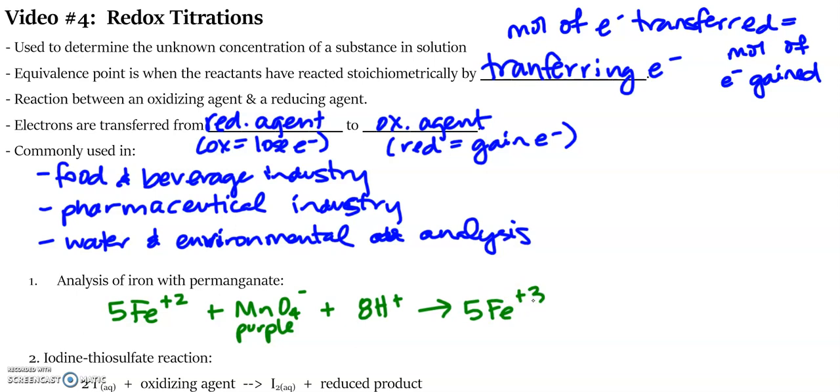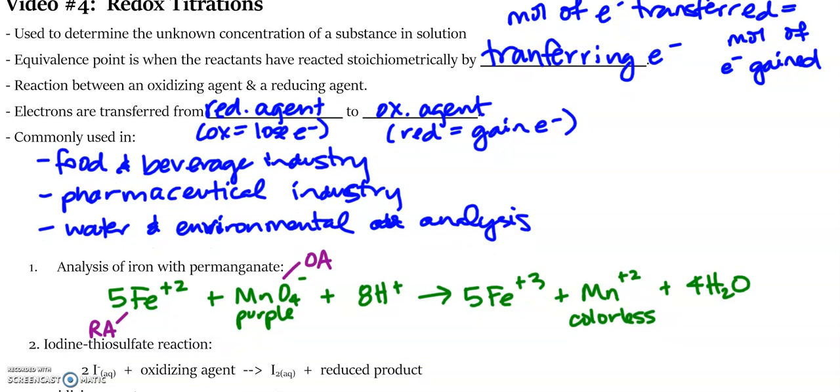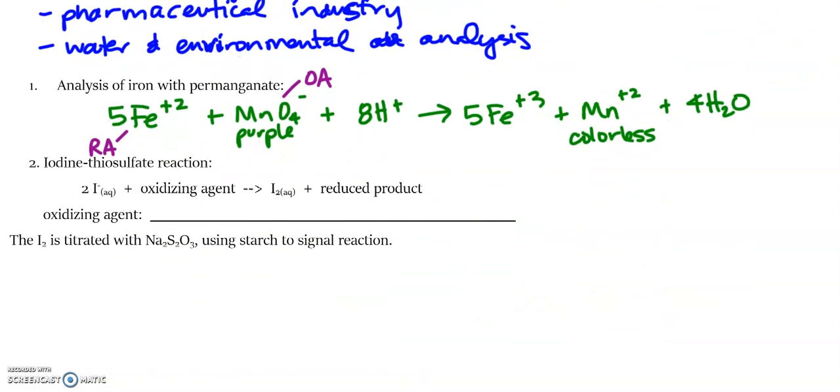So your iron is being oxidized, and the manganese, which turns colorless without the oxygen there, is what's being reduced. So you can note this reaction by a color change. Your permanganate is your oxidizing agent, and the iron is your reducing agent. So electrons go from the iron to the manganese.